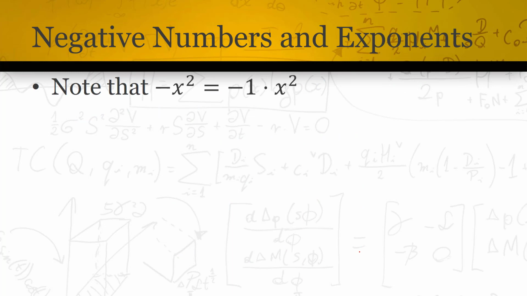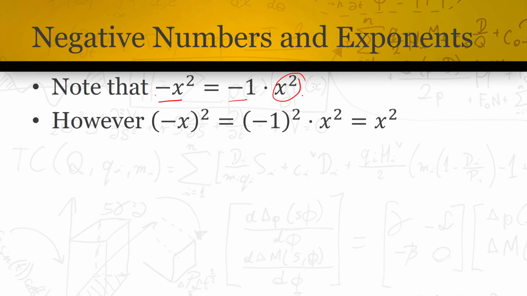Now let's talk about negative numbers and exponents. Particularly, take a look at this. This is -x squared. You can write this explicitly as -1 times x squared. And notice that the square term only operates on the x. It does not operate on the coefficient, whether it is expressed or implied. As a consequence, this is equal to -x squared.